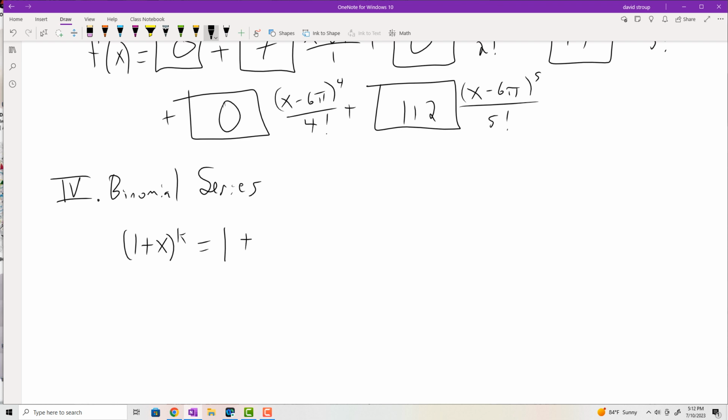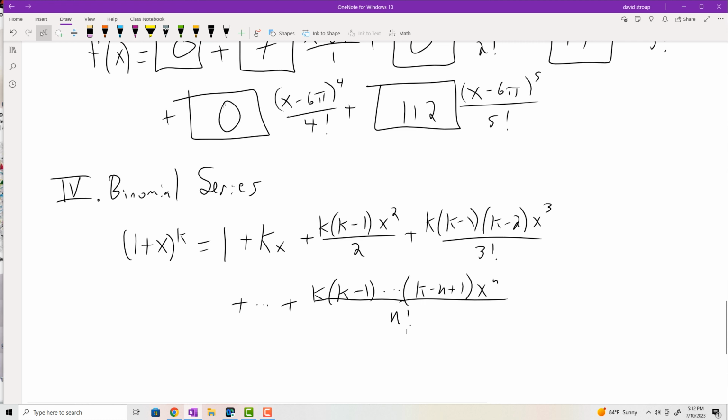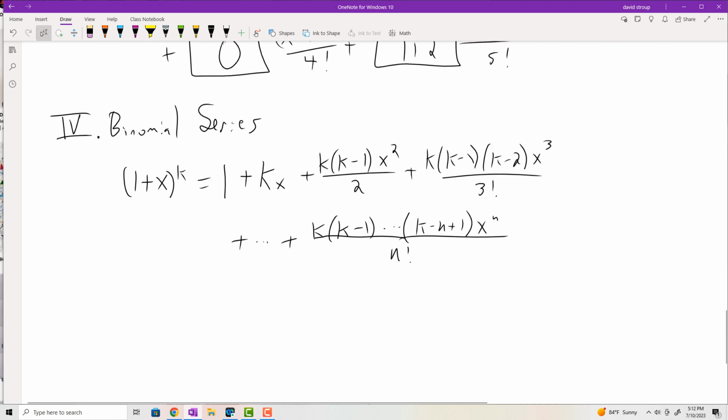But what you'll end up with is 1 plus kx plus k times k minus 1 x squared over 2, plus k times k minus 1 times k minus 2 x cubed all over 3 factorial, plus dot dot dot, plus k times k minus 1 dot dot dot times k minus n plus 1 x to the n all over n factorial. So you get this quasi-factorial thing in the numerator. It just doesn't go all the way down to 3 times 2 times 1. Okay, so let's try one of these.